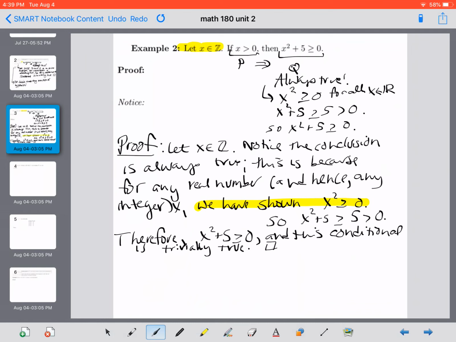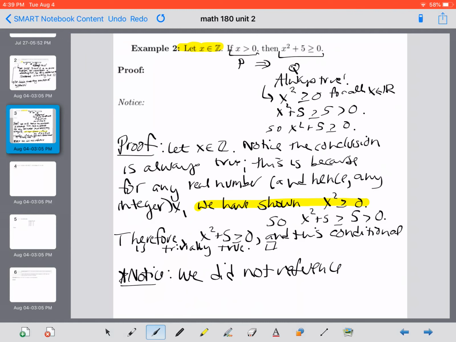Now, the other thing that I want to point out is just like before, notice we did not use the hypothesis. Again, we did not reference the fact that x should be greater than 0, right? The hypothesis of this statement was that x was greater than 0, but we didn't need to use it, because the conclusion is going to be true if x is greater than 0, but it's also going to be true when x is less than or equal to 0. It's going to be true for every x. So there was no need to specify the hypothesis here. There's no need to even mention it at all.